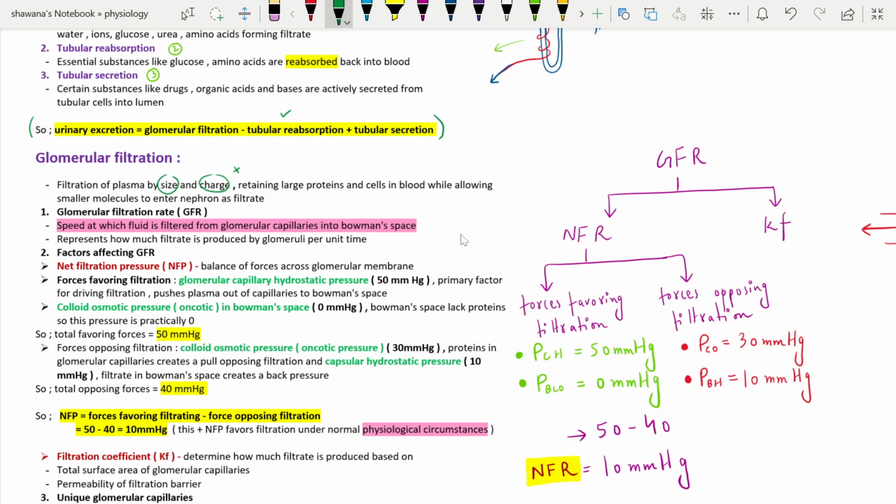First of all, what is glomerular filtration rate? It is the speed at which the filtrate is formed in the glomerular capillaries into the Bowman's space. It is the speed at which the plasma or fluid is filtered, and it is the amount of filtrate formed in all glomeruli per unit time.